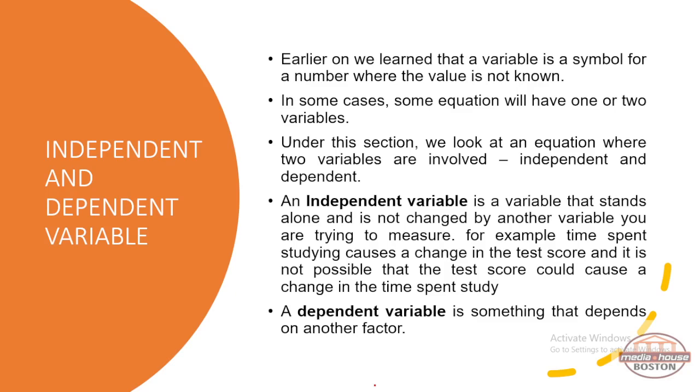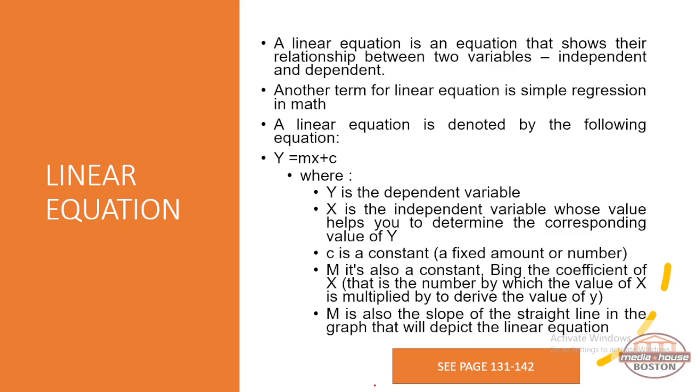All of these independent and dependent variables lead us to what we call the linear equation. They all lead up to the build-up called the linear equation. A linear equation is an equation that shows a relationship between two or more variables. And we've been doing linear equations, I believe, since high school, where we work with an equation called y equals mx plus c.